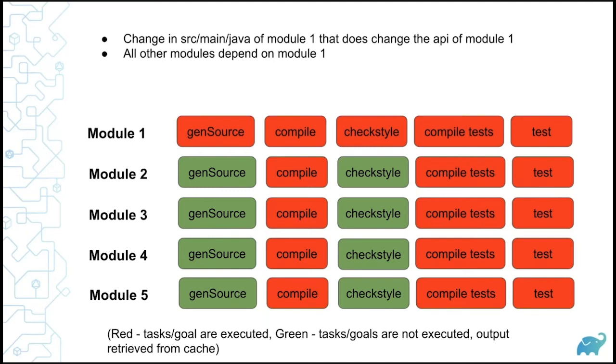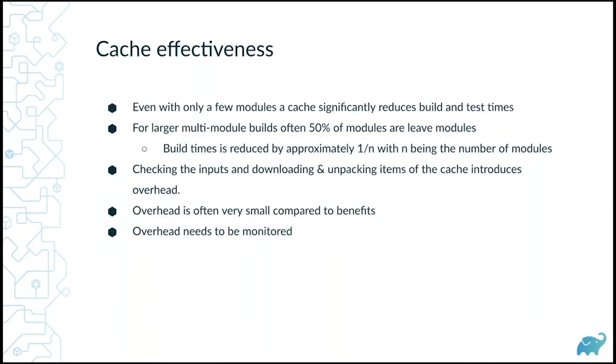So, of course, let's say you have a module 1 and every other module depends on module 1, and you change the API of that module, then the majority of build actions need to be executed. Still, not all of them, but the majority. But those changes are usually the exception, right? And on average, you have a huge number of tasks per build that do not need to be executed. So as already said, even with only a few modules, a cache significantly reduces build and test times.